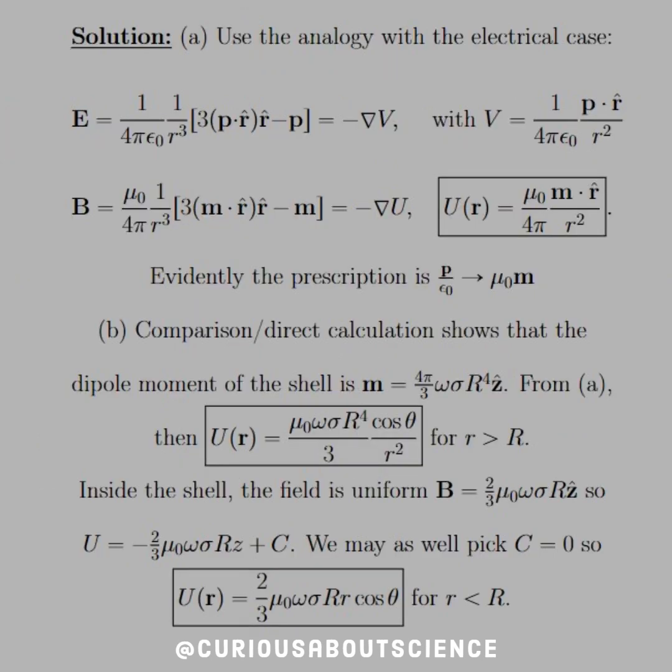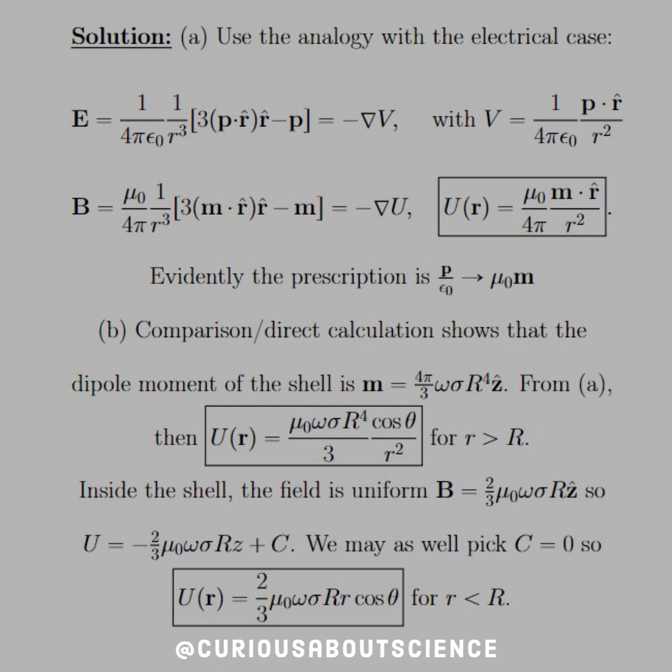Alright, so for this solution, let's consider the analogy with the electrical case, where we have E in the coordinate-free form with the dipole, 1 over 4 pi epsilon naught times 1 over r cubed, bracket 3 (p dot r hat) r hat minus p, and we know that E is equal to the negative gradient of V, where V is the potential, 1 over 4 pi epsilon naught p dot r hat over r squared.